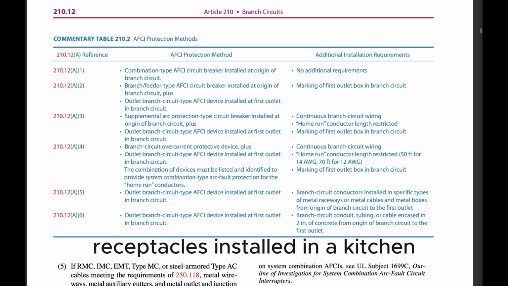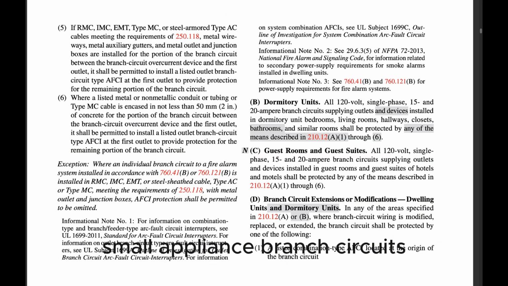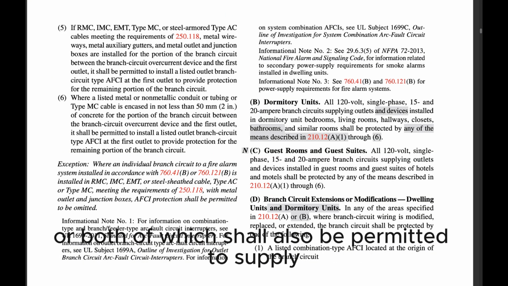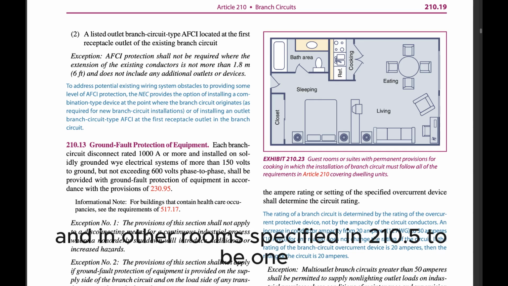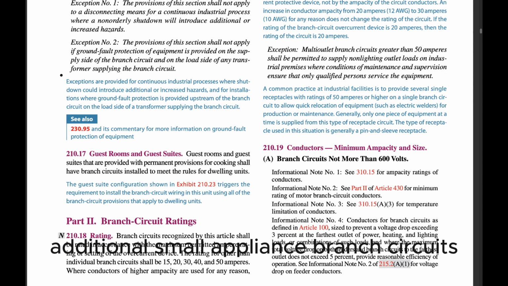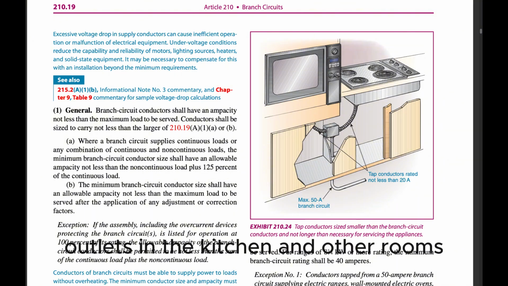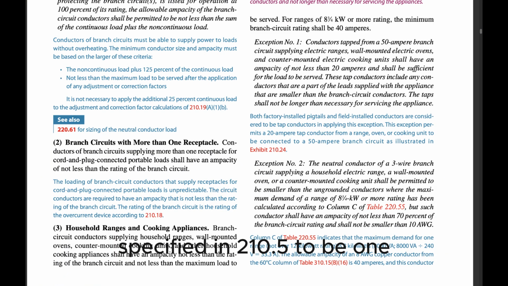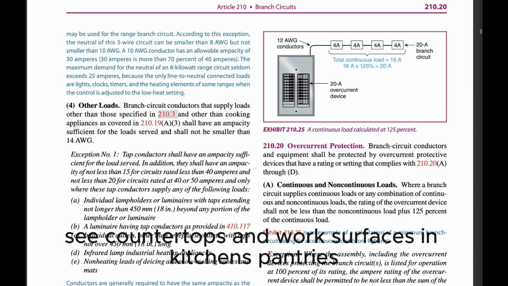3. Kitchen receptacle requirements. Receptacles installed in a kitchen to serve countertop surfaces shall be supplied by not fewer than 2 small appliance branch circuits, either or both of which shall also be permitted to supply receptacle outlets in the same kitchen and in other rooms specified in 210.52(B)(1). Additional small appliance branch circuits shall be permitted to supply receptacle outlets in the kitchen and other rooms specified in 210.52(B)(1). No small appliance branch circuit shall serve more than one kitchen.